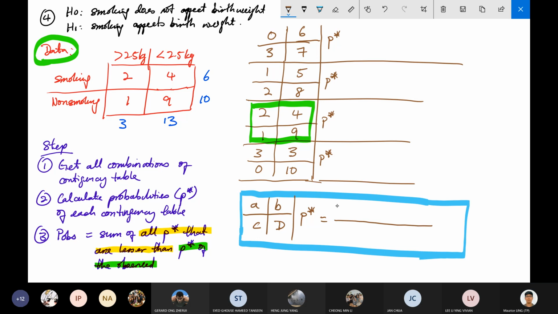You take A plus B, the first column, first row, combination of A, multiply by the second row, which is C plus D, combination of C. Then you divide by the total, A plus B plus C plus D, combination of A and C. So that is the formula.